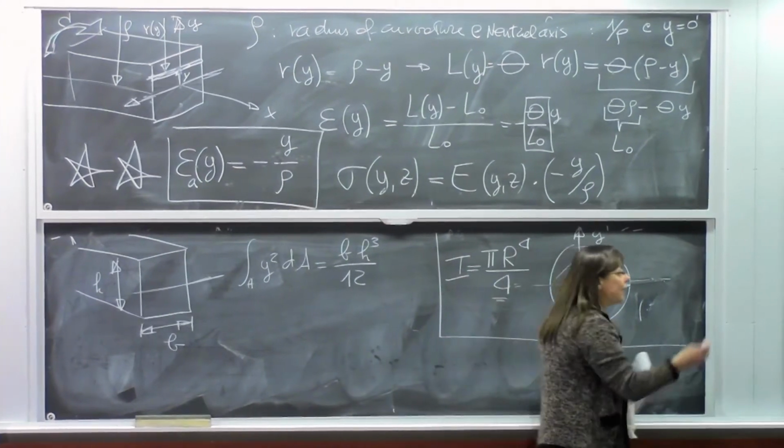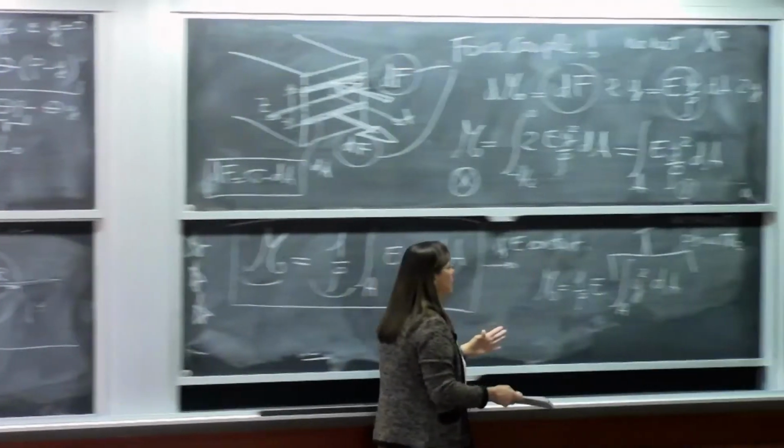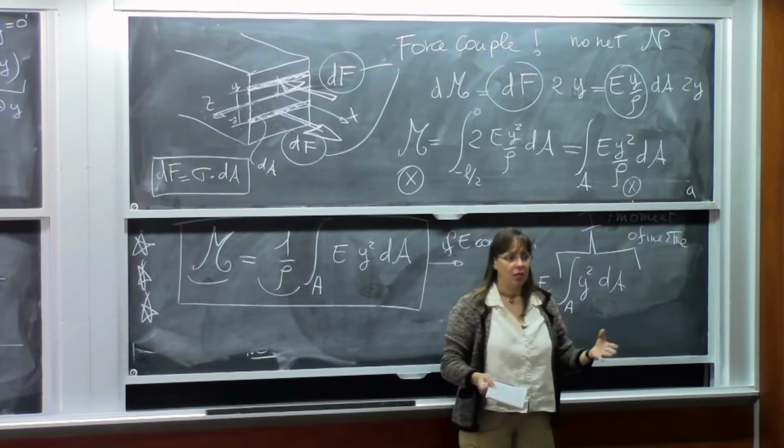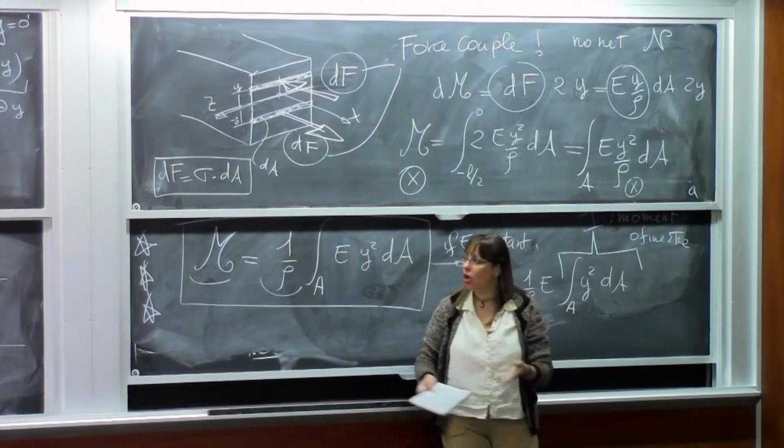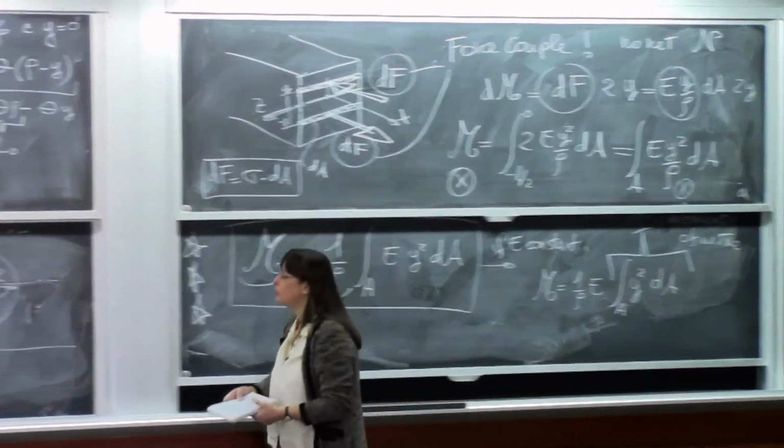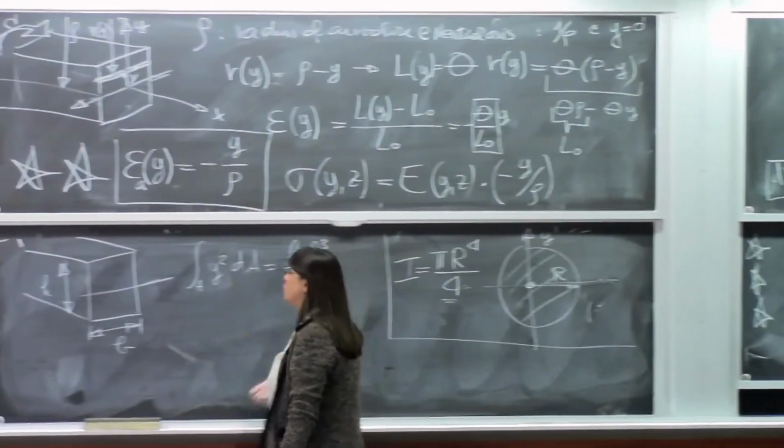Okay? So these I's, what I'm saying to you is that these I's are geometry. Either you calculate them, if you really want to see where they come from, or we give them to you. We're going to do more complicated cross-sections on Tuesday.